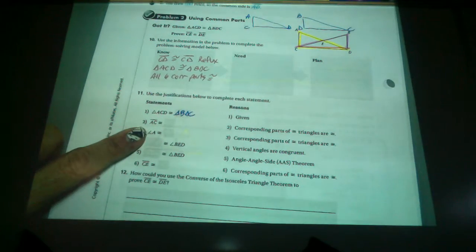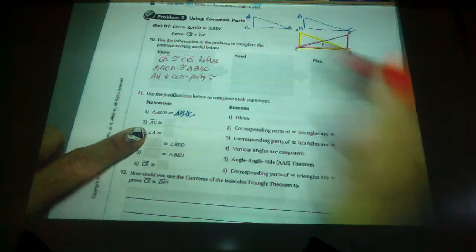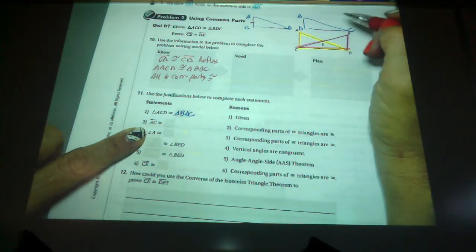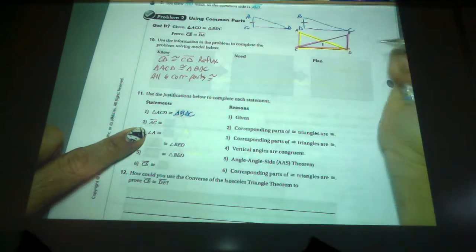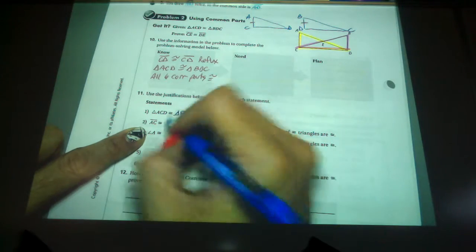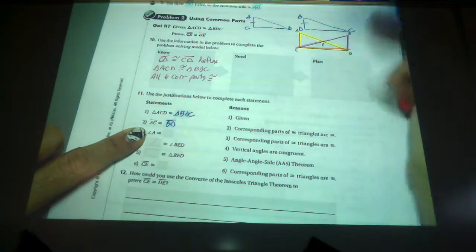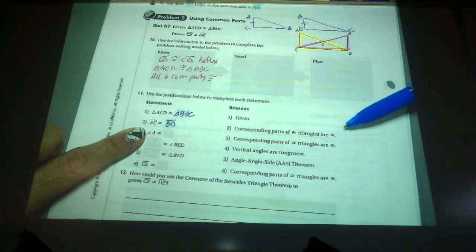So they're saying that AC is congruent to what? And it would have to be BD. All corresponding parts of congruent triangles are congruent. CPCTC, right?